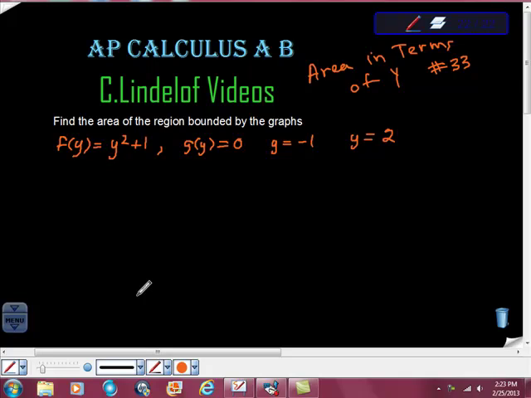Okay, a quick video finding the area of a region bounded by graphs. In this case, we're trying to find area in terms of y, because we have this f of y function equal to y squared plus 1. The other one is g of y equal to 0. Then we have y equal to negative 1, and y equal to 2.